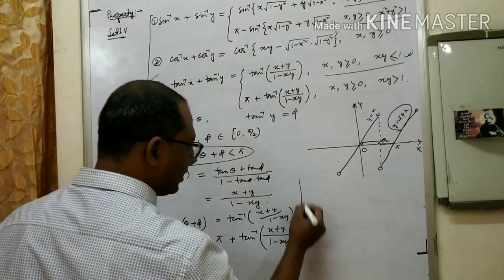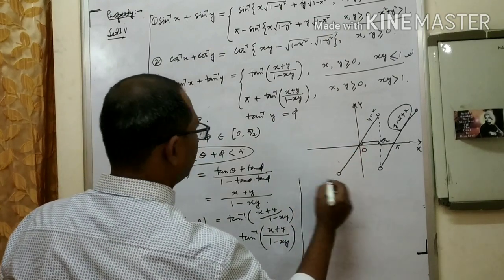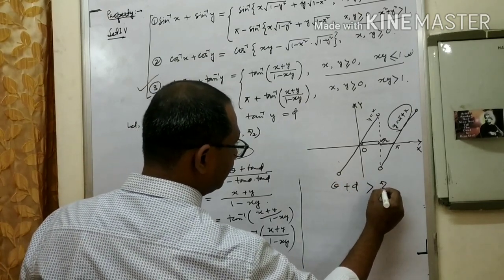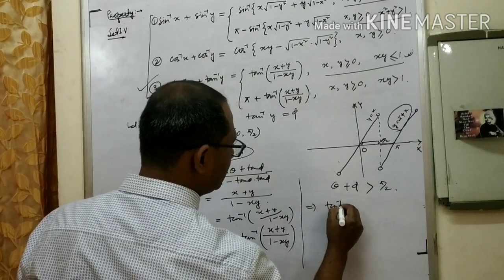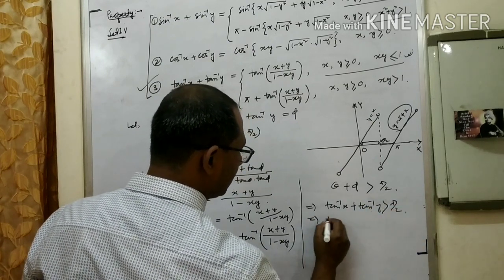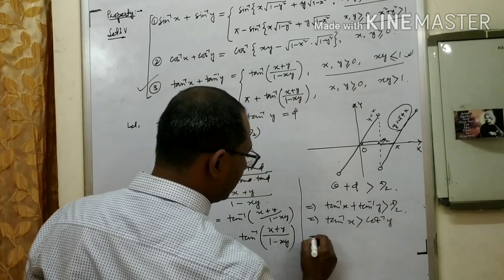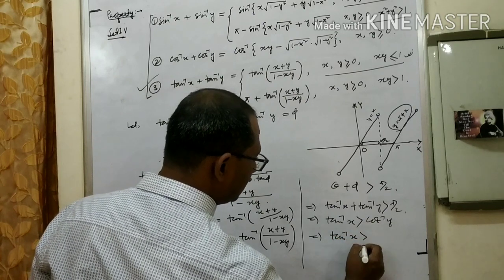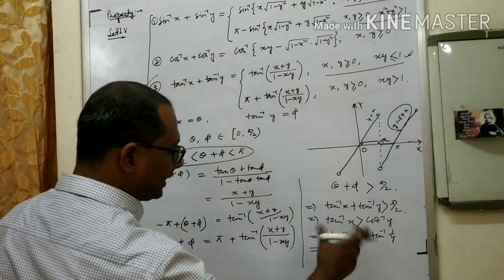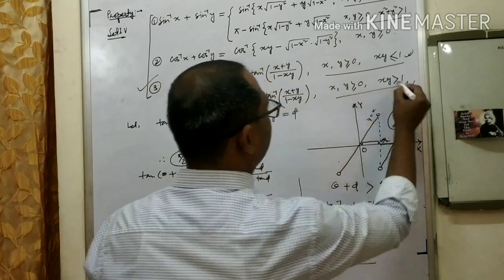Okay, and the inequality can be worked just like the previous case. I'm just showing it again. Theta plus phi is greater than pi by 2 this time. So tan inverse of x plus tan inverse of y greater than pi by 2. Tan inverse of x greater than pi by 2 minus tan inverse of y, that is cot inverse of y. Cot inverse of y can be written as tan inverse of 1 by y. If we take tan on both sides, it will become xy greater than 1. So this is how this result came into existence.